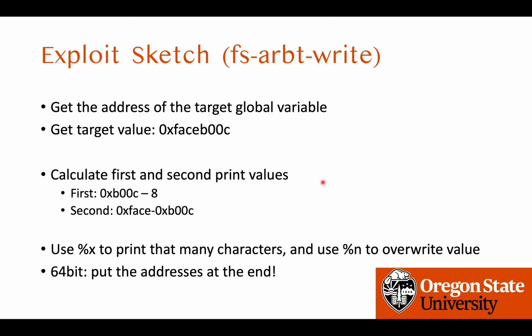So the exploit sketch for the format string arbitrary write is as follows. You need to get the address of the global variable from GDB and get the target value, and then calculate the first and second values, and you can prepare all the format string before attaching the address in 64-bit. Yeah. So in 64-bit, the important thing is that you need to put the addresses at the end. And in 32-bit, if the address does not contain 0, then you can put the address at the front. And in 32-bit, if your address contains 0, then you need to put the addresses at the end.